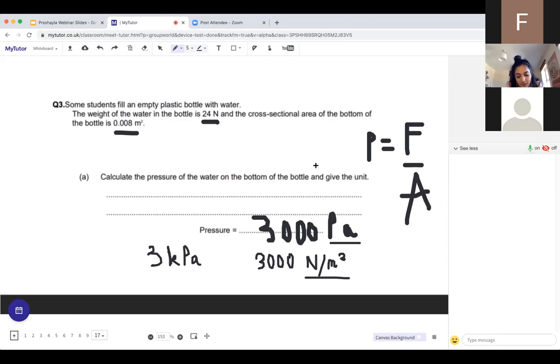Okay, so does upthrust work with fish in the sea, or is it just objects? Upthrust does work with fish in the sea. So any object that's in the sea experiences upthrust. Any object in any liquid experiences upthrust, because at the bottom of the object, the pressure is higher than at the top of the object, and therefore it's going to feel an upthrust.